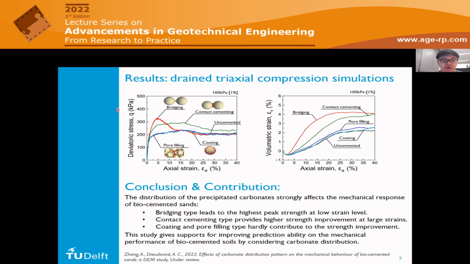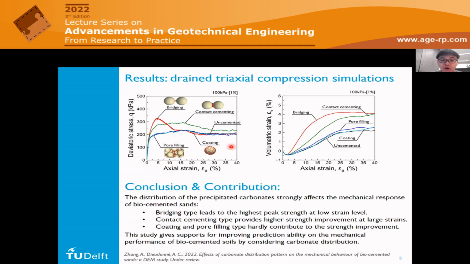This figure shows the typical stress-strain relationship and the volumetric response. From the results, we can see that the carbonate distribution can strongly affect the mechanical behavior of biocemented sands. Specifically, the bridging type leads to the highest peak strength at a low strain level, and it also shows the largest dilatancy. And the contact cementing type provides a higher strength improvement at the largest strains.